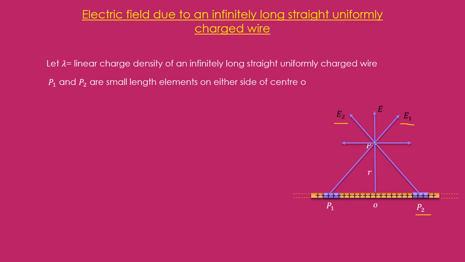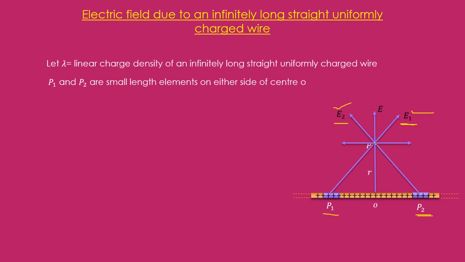Point P is at equal distance from P1 and P2. Therefore, the magnitude of E1 and E2 will be the same. Since the length elements are of equal size, the charge on P1 and P2 will be the same. Since the charge is the same and they are at equal distance from point P, E1 and E2 will be equal.